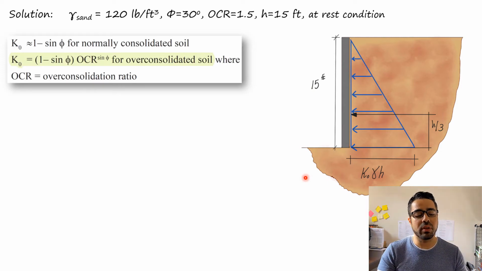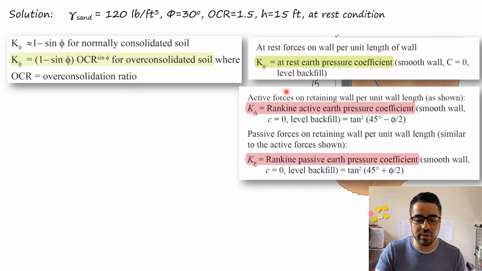First things first, we go to the reference manual and find the K naught. Here is the K naught. Since we are dealing with rest condition, K naught is the at-rest earth pressure coefficient. Please pay attention: since we have at rest, we're going to be using K naught. We're not going to be using K sub A or K sub P. Those are basically for active cases, for active forces.